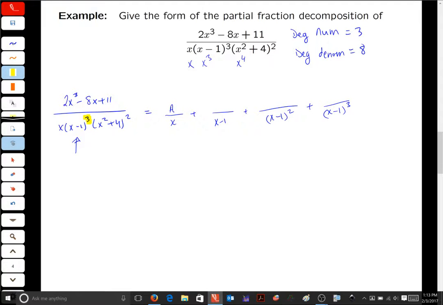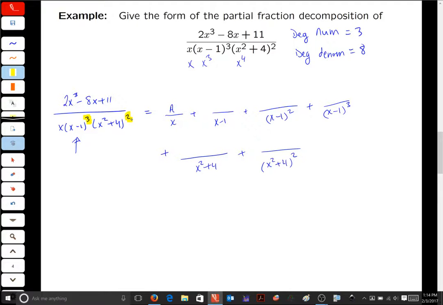Now let's look at the second one. I have those quadratic terms. I'll come back and put in the numerator in just a second. For the quadratic terms here, I have to have an x squared plus 4 and then x squared plus 4 squared. Do I need to go higher than that power? No, you just represent up until the power that you have, so x squared plus 4 squared, and then I stop.